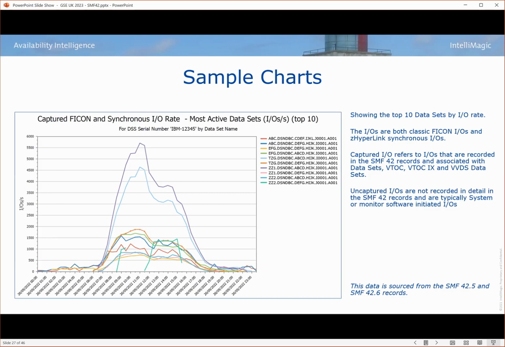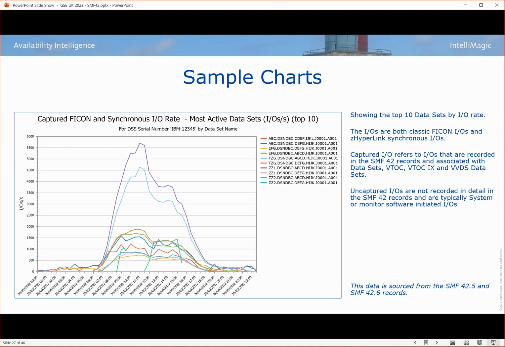A couple more sample charts before I get to some examples of what I would use this for. What we're looking at here is, again, on an IO basis, the IO rate for the top 10 data sets, and I've masked them with my names here. And what we're looking at is the captured FICON and the synchronous IO rate. Where you see the word synchronous, it means IOs running on zHyperLink rather than on classical FICON channels. So this is the IO rate on a dataset basis, sourced from SMF42 subtype 5 and 6.